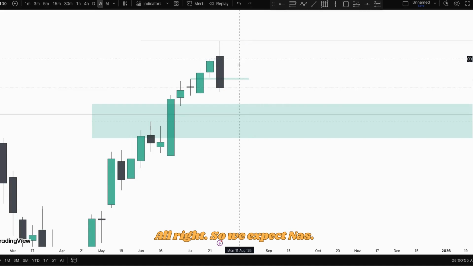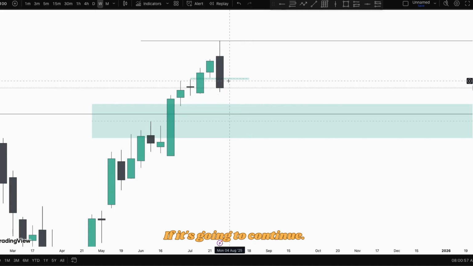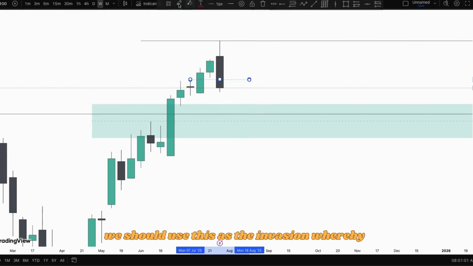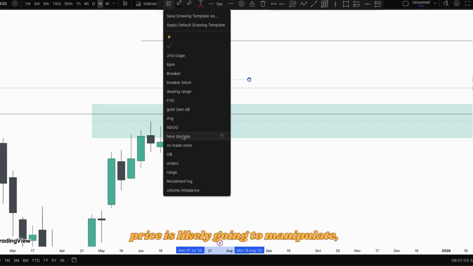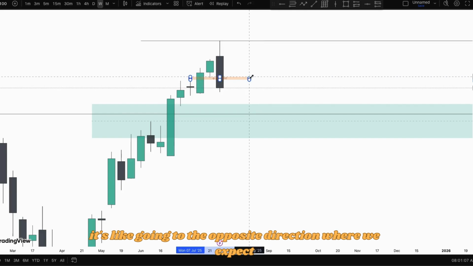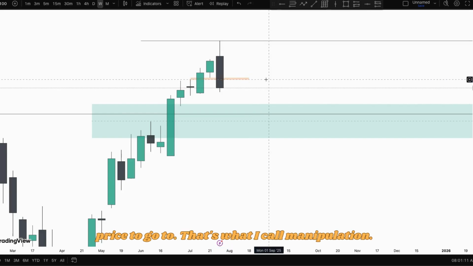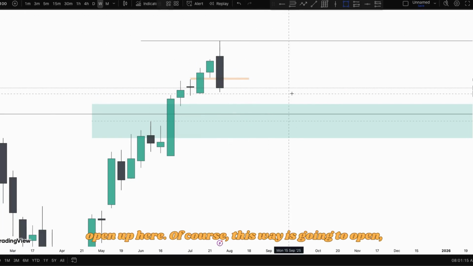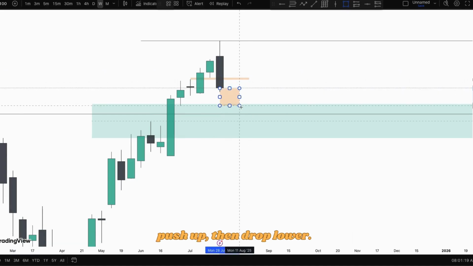All right, so we expect NAS, if it's going to continue going lower, it should respect, we should use this as the inversion, whereby price is likely going to manipulate, pull back into it. When I say manipulation, it's like going to the opposite direction where we expect price to go to. So that's what I call manipulation. So we expect the next candle to open up here. Of course, this is where it's going to open, push up, then drop lower. All right, that is what my bias is.